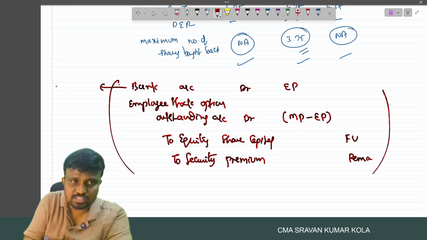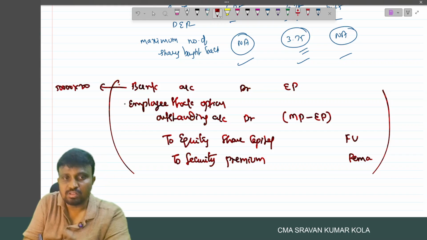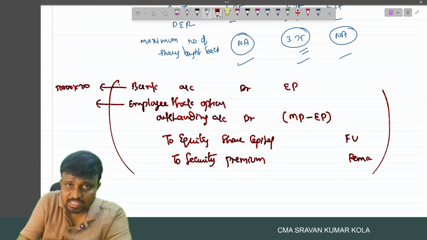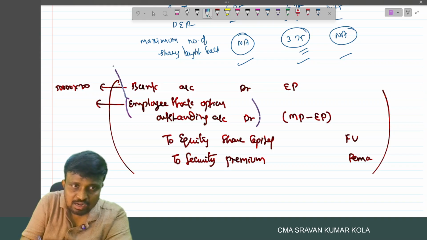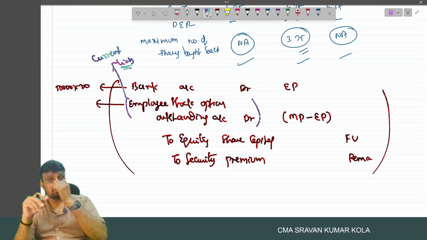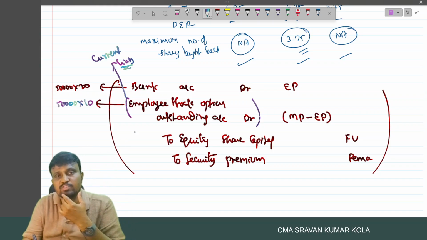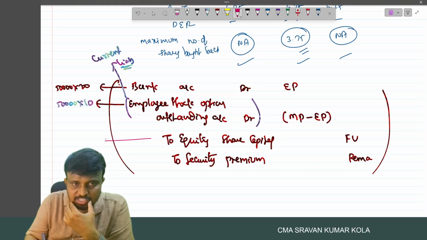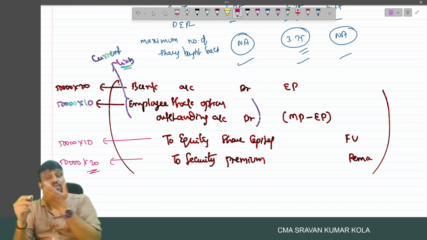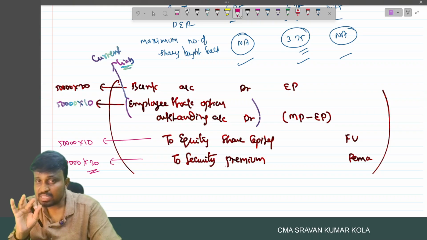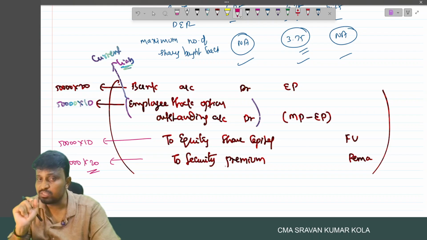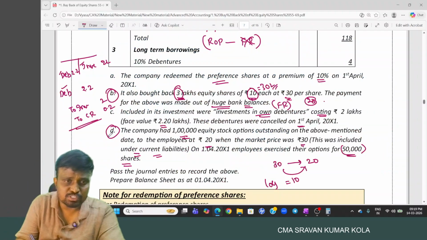Here, bank account is nothing but 50,000 into 20. Employee stock option outstanding: in the given case, it is already available in current liability, so instead of employee stock option outstanding, mention current liability, 50,000 into 10. Next, equity share capital 50,000 into 10, and the remaining amount, total 30, 50,000 into 20, is transferred to security premium. So the entry is: bank account debited, current liabilities account debited, to equity share capital, to security premium.